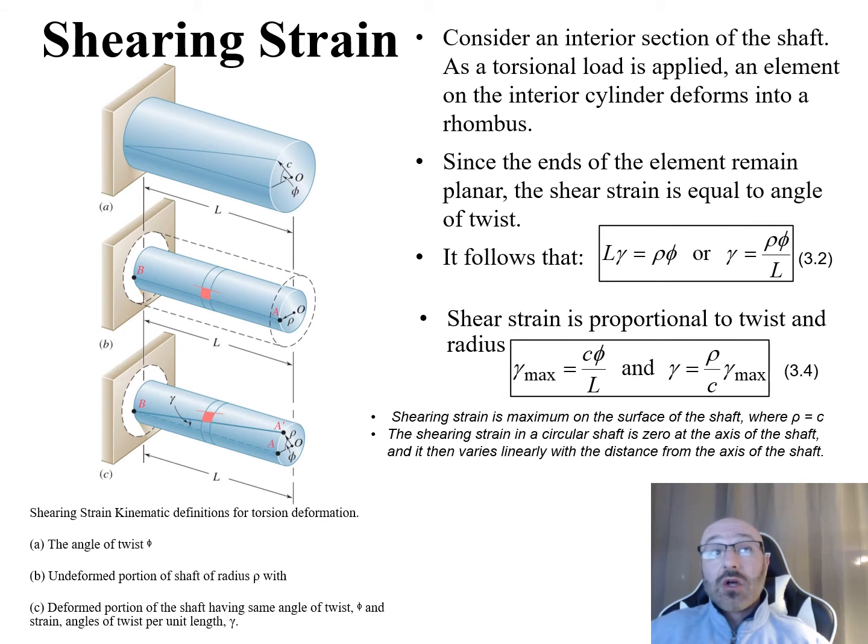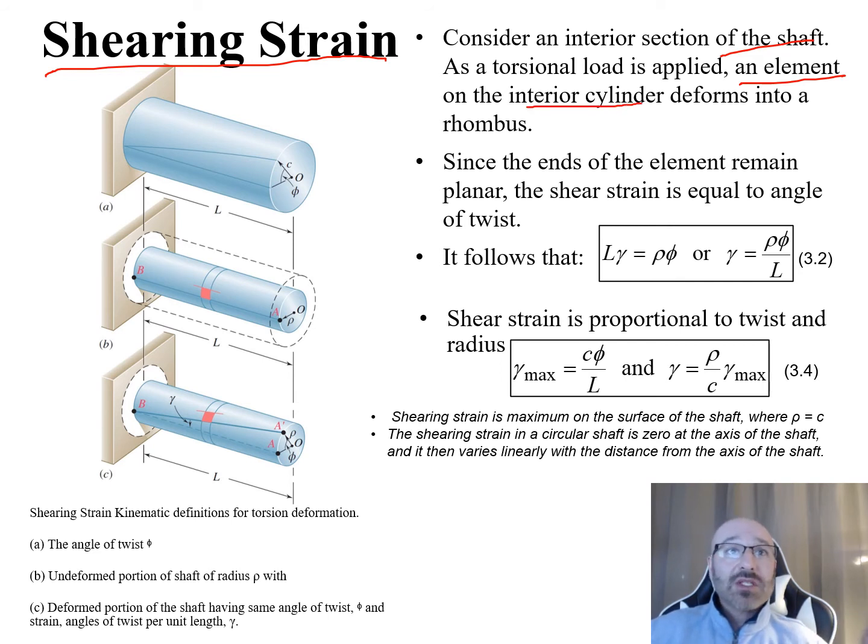So next we want to take a look at our shearing strain. We can see we have our diagram over to the left. Within this, we want to consider an interior section of this shaft. Now, as a torsional load is applied, an element on the interior cylinder is going to deform into a rhombus. So let's take a look at that over here.